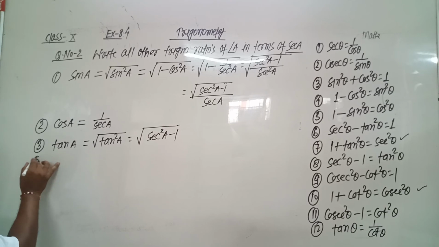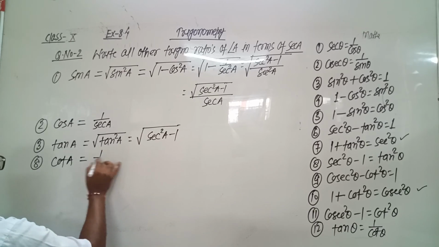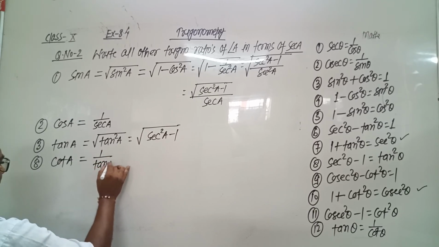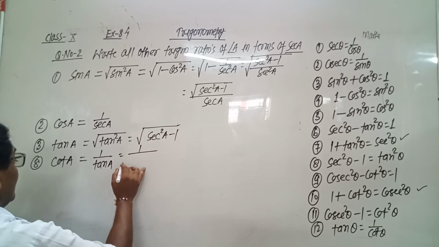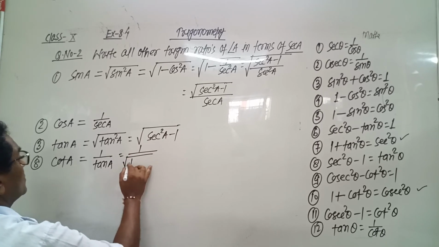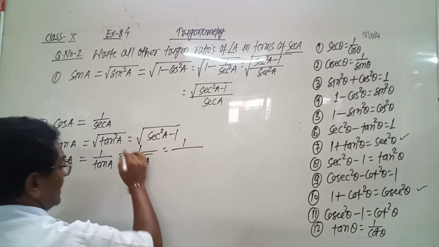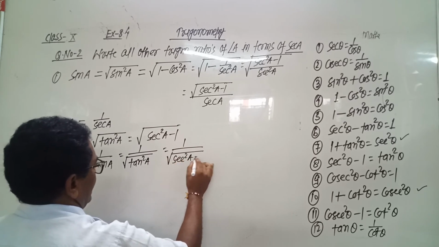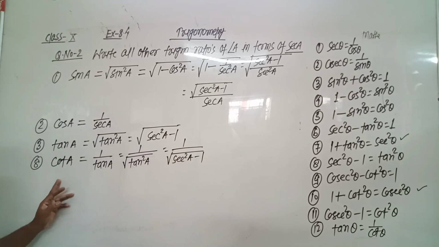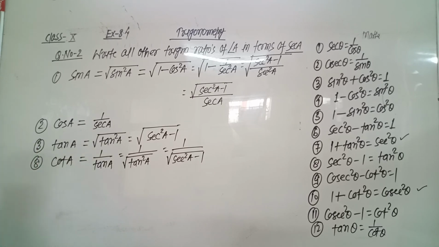Then cot A. Cot A is written as 1 by tan A, and again tan A can be written as under root of tan square A, and tan square A is written as sec square A minus 1. So we have converted cot A in terms of sec A.